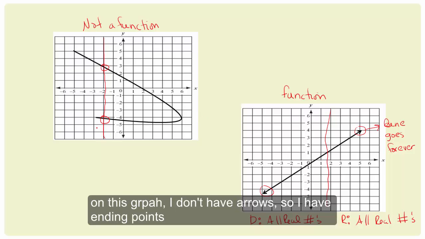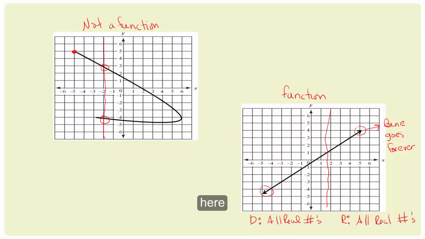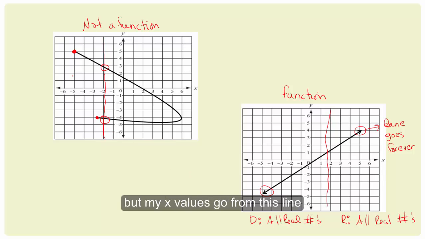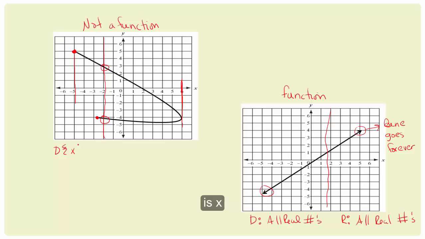On this graph, I don't have arrows, so I have ending points here and here. But my x values go from this line all the way over to this line. So my domain is x between -5 and 6.